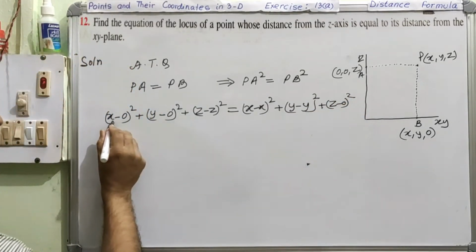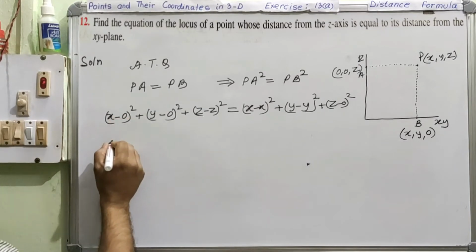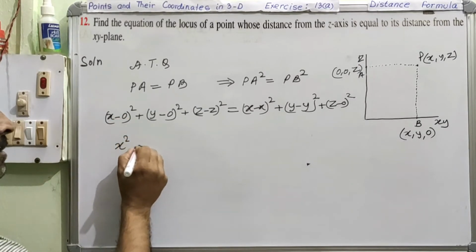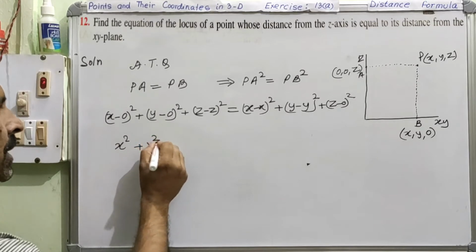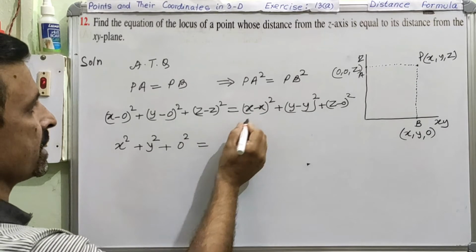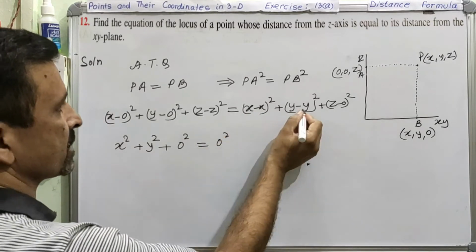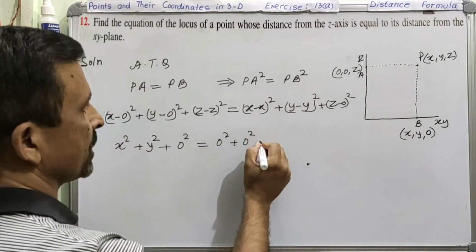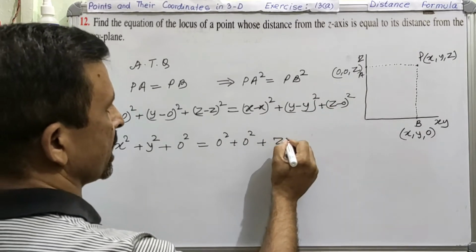So finally this will become x minus 0, which means only x, and x square is as it is, x square. This will become y square. This will become 0 square. On the right hand side, this will become 0 square. This will become 0 square. And this will become z square.